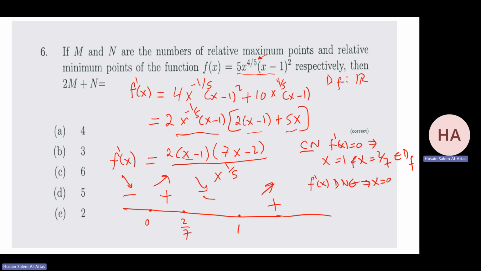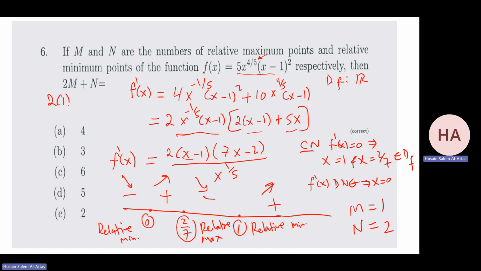Okay, and everything is defined. How many local maximum, how many local minimum? I have this one relative minimum. This one relative maximum. And then this one relative minimum. So I said capital M relative maximum. So how many relative maximum? I have 1. And capital N relative minimum, I have 2. So this is 2 times 1 plus 2, which is 4. That's the answer.